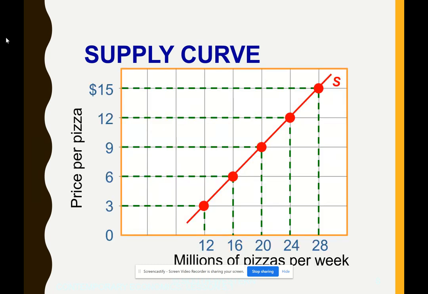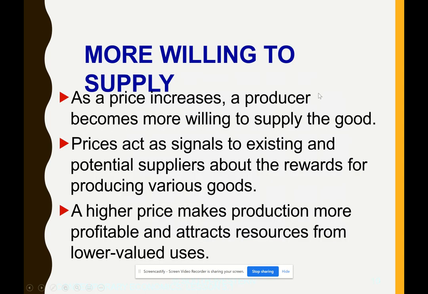This is the chart for the supply curve. It is an upward direct increase, going up. As the price of pizza increases, the supply increases. Producers are more willing to supply a more expensive product. As the price increases, a producer becomes more willing to supply the good.